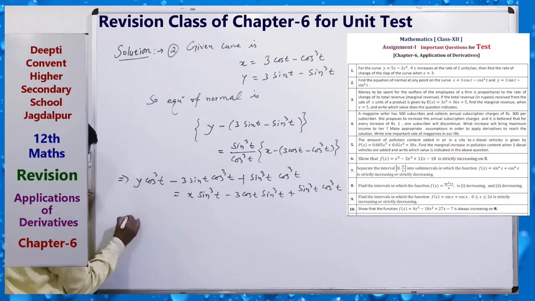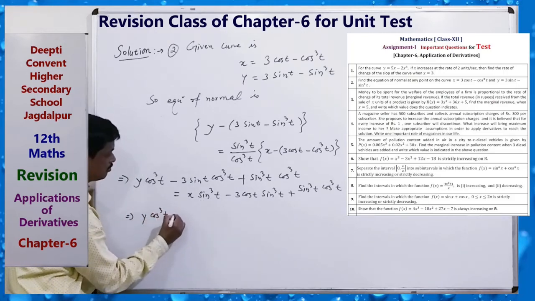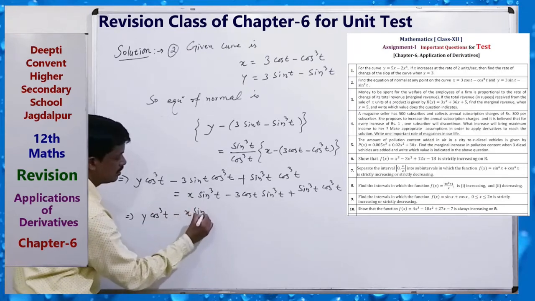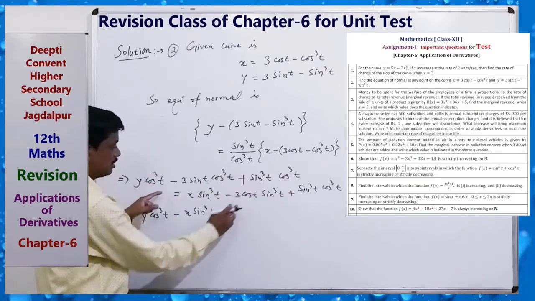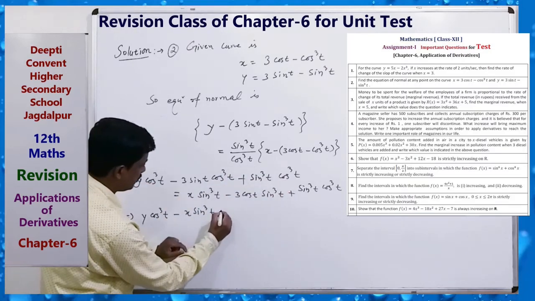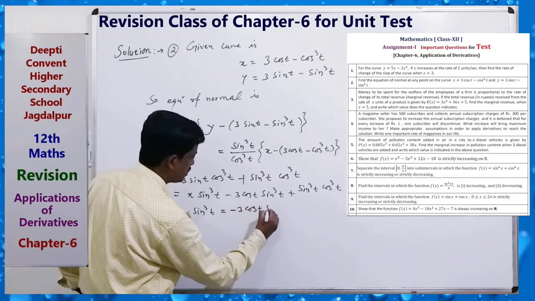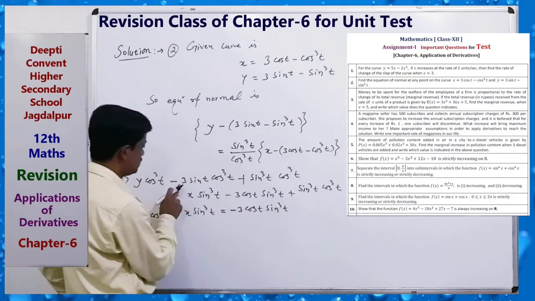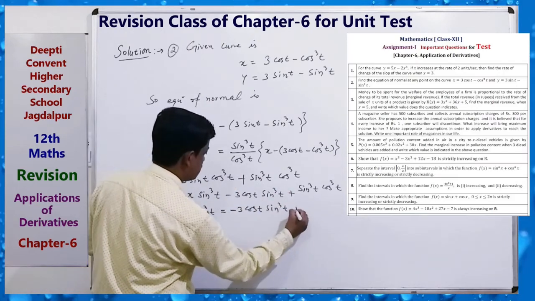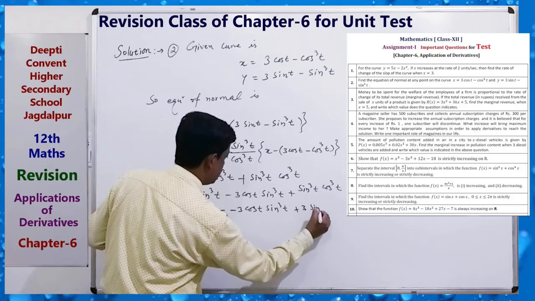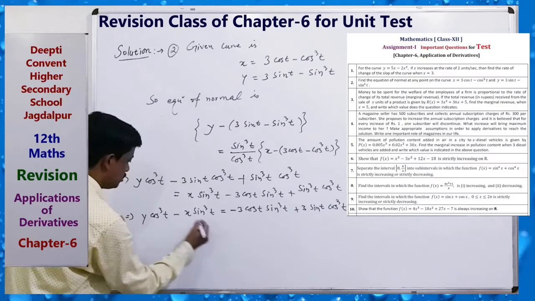This can be transferred to here. So y cos³t minus x sin³t is good. This is transferred to here, and these two quantities cancel, and on the right hand side we see here minus 3 cos t sin³t, and this is a minus sign, so this will be plus on the right hand side, plus 3 sin t cos³t. So this is equal to this.